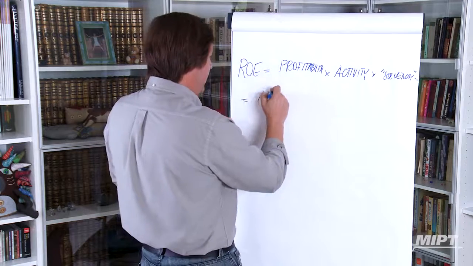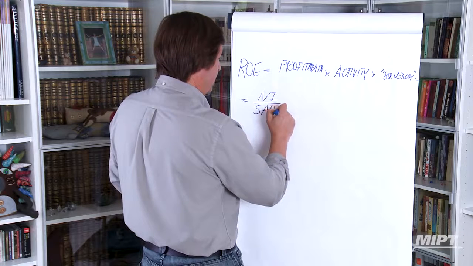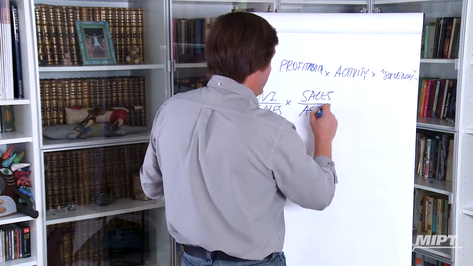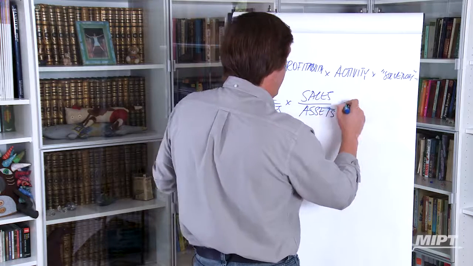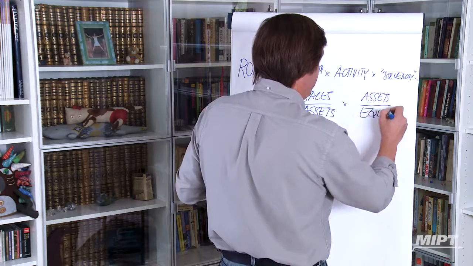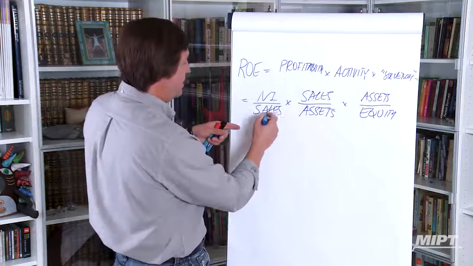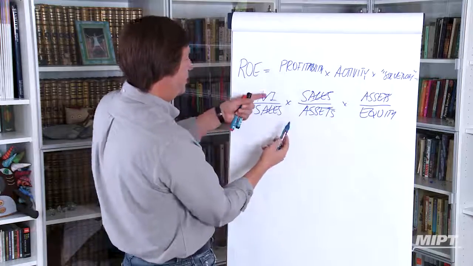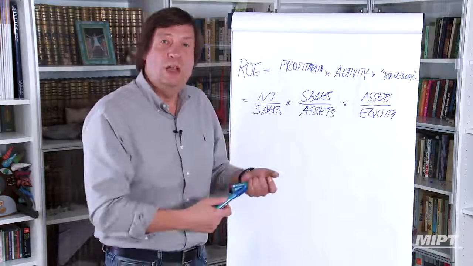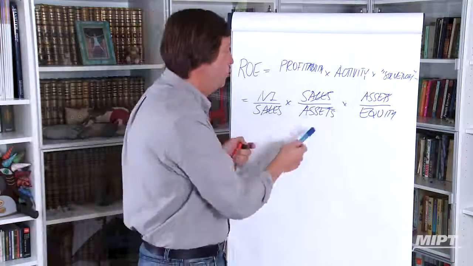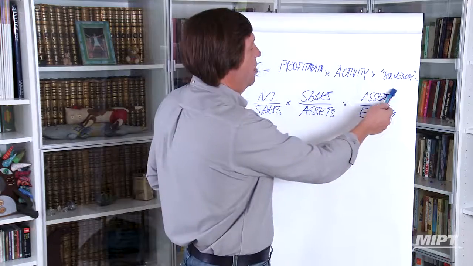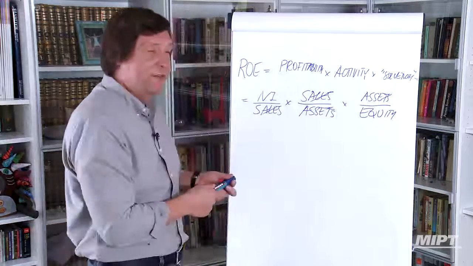So profitability is net income divided by sales, times sales divided by assets. This is activity. And this times assets divided by equity. So you can see how this goes. So this cancels out and that cancels out. The result is net income over equity. But you can think about that. This ratio shows you how much income you generate from your sales. This shows you how much of your sales as referred to assets. That shows you how much of that assets to equity. And then you can see this.